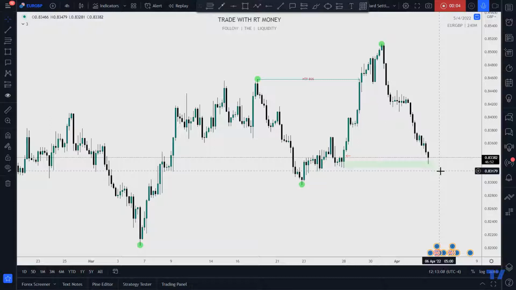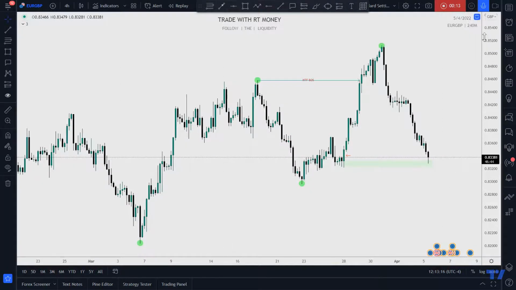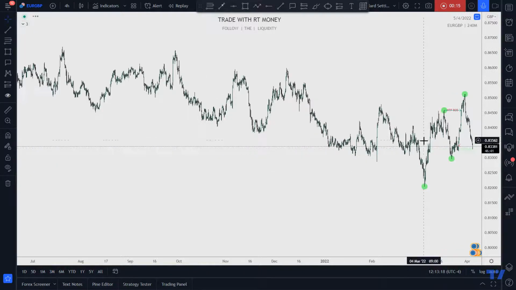Hey, how you doing? Let's take a look at Euro GPP. I just want you to notice. All right, let's look at the structure. I'm looking at the 4 hour right now. Let's look at the structure on the 4 hour, right?